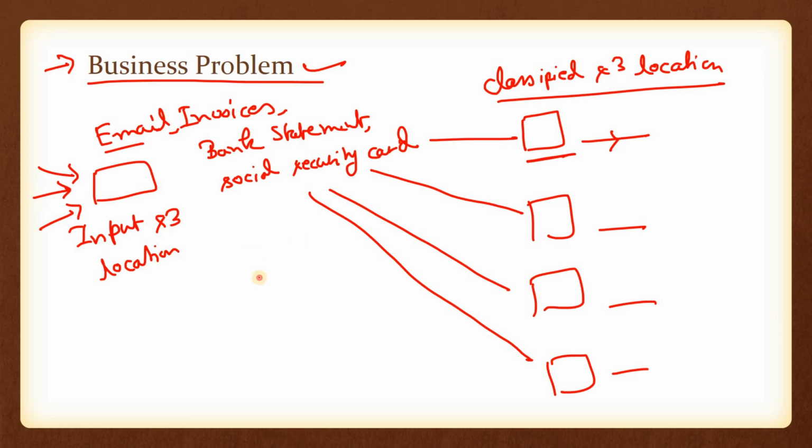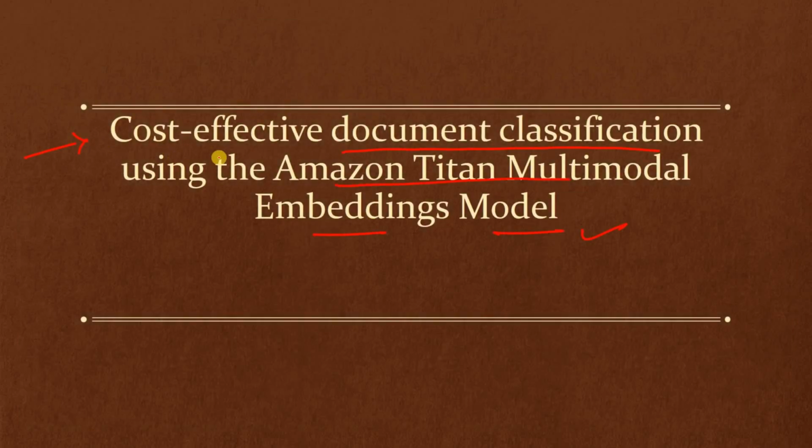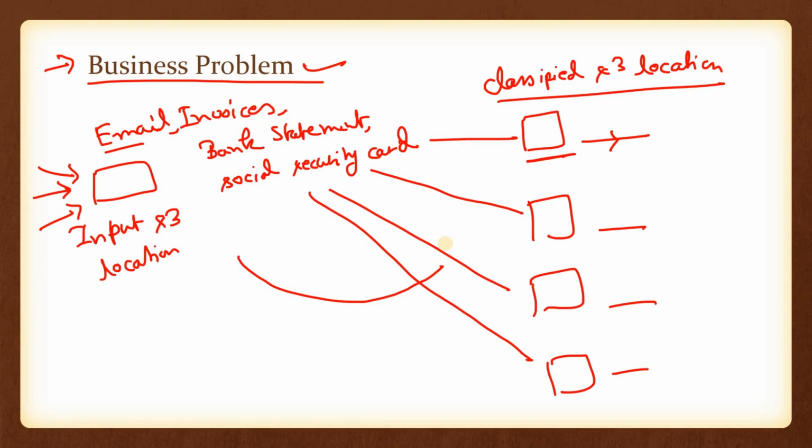Now here in this particular layer, classifying one particular image and putting it in a particular location, that is done manually. Let's consider we want to automate that particular process. So how to do that using generative AI models, that we are going to explore in this particular video. And that's what here it is defined, that document classification using Amazon Titan Multimodal Embedding model. So I hope the problem statement we understood.